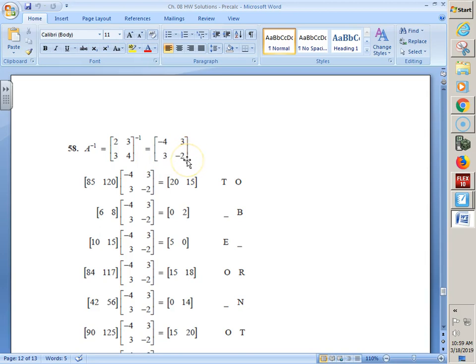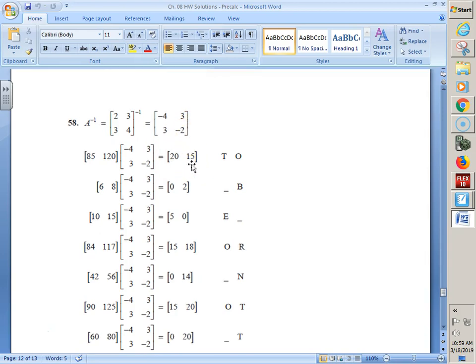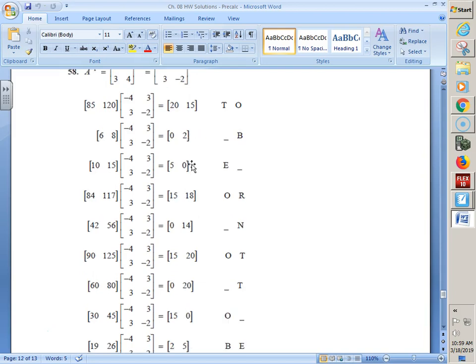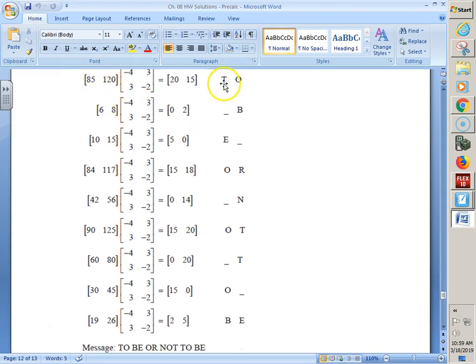If I had told you guys you're allowed to use your calculator on these ones, you could just do the little inverse button in your calculator. And when you multiply in 58, you would have gotten 20, which goes to T, and 15, which goes to O, and 0, which goes to a space, etc. Does that make sense, guys?